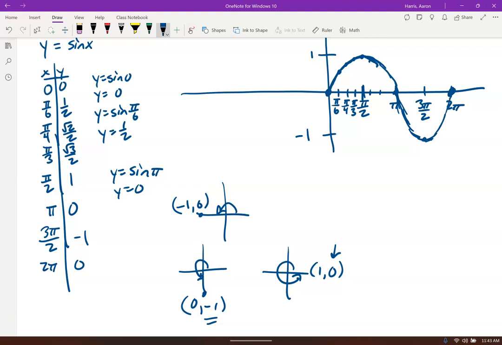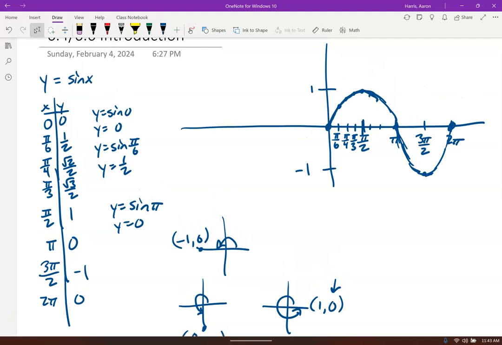Remember, pi is 3.14, so 2 pi is like 6.28. But I'm doing a trig graph, so I'm going to do it in terms of pi here. All right, so this is one revolution of sine. I could keep going with this.